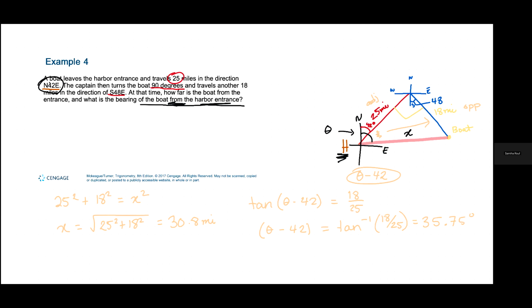But I actually want theta. Well, we actually found theta minus 42 is equal to that. So that means theta would be equal to 35.75 plus 42, which gives us an angle of 78 approximately. So I'm just rounding up. So finally, we need to write this in bearing form. We are in the northeast quadrant. So my bearing would be north 78 degrees east. So this was the distance, and this was the bearing from the harbor of the boat.